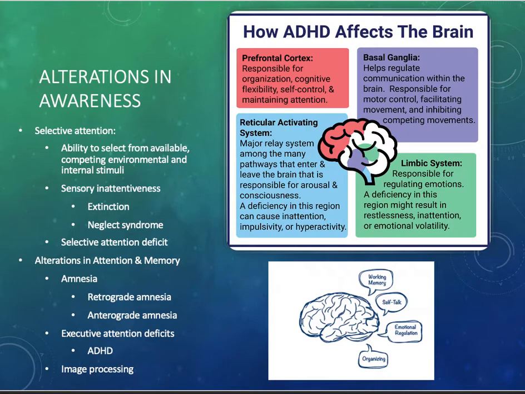And remember, we're talking about contralateral things here. They'll have difficulty paying attention to everything. Let's say it was on the right side of the brain. They're going to have difficulty paying attention to things on the left side. So that's neglect. We also have alterations in attention and memory.